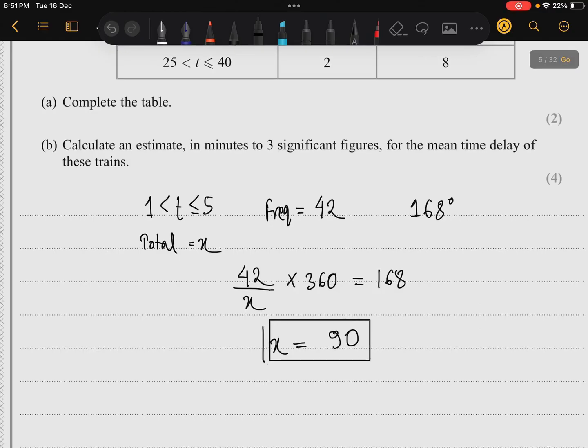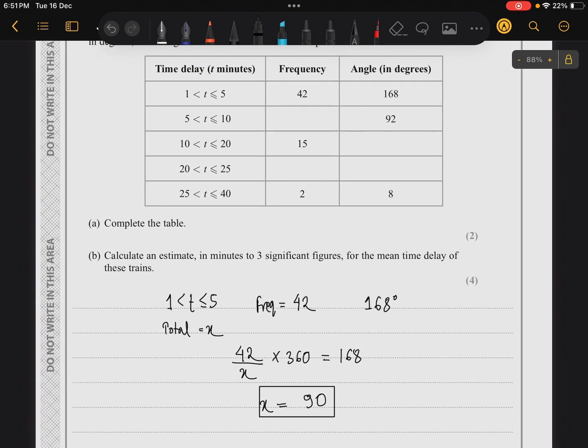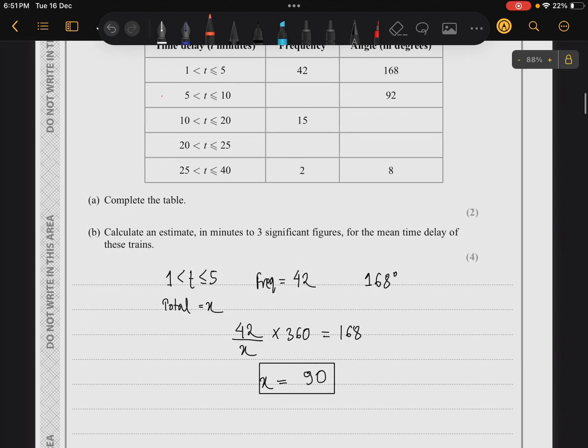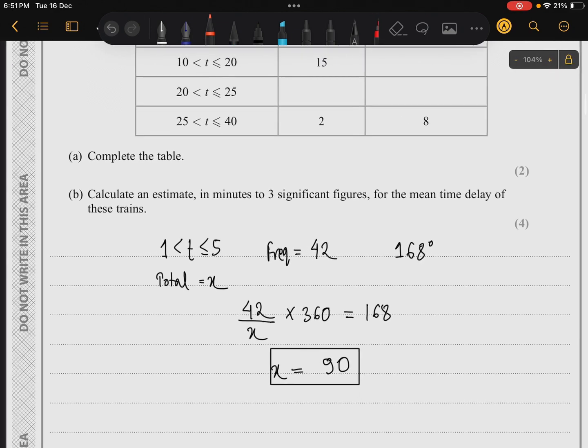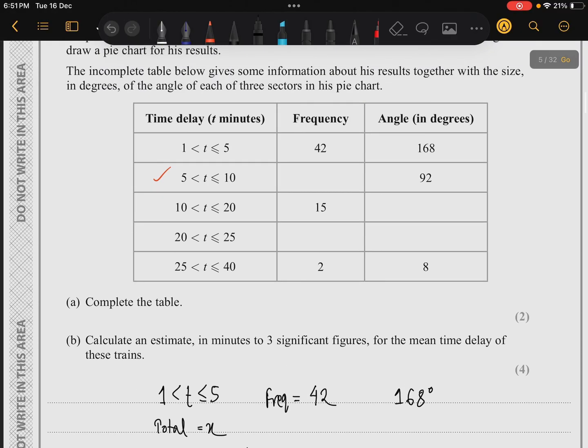Okay. Now we have to find these pieces, these fill in the blanks, right? We have to fill these up. And how can we do this? We're going to use the advantage of our frequency. So let's say we're going for the second class, 5 to 10, right? 5 to 10. Let me write it down. And we don't know the frequency here, right?